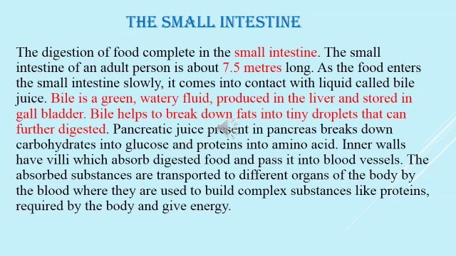Pancreatic juice from the pancreas breaks down carbohydrates into glucose and proteins into amino acids. Inner walls have villi which absorb digested food and pass it into blood vessels. The absorbed substances are transported to different organs of the body by the blood, where they are used to build complex substances like proteins required by the body and give energy.